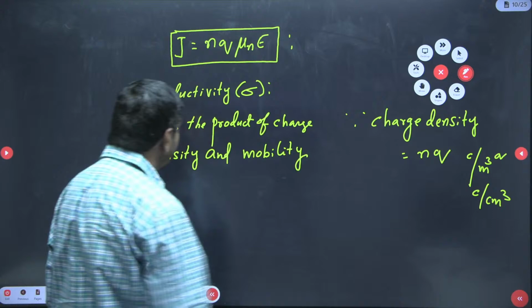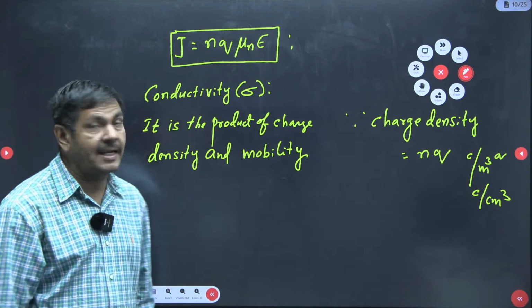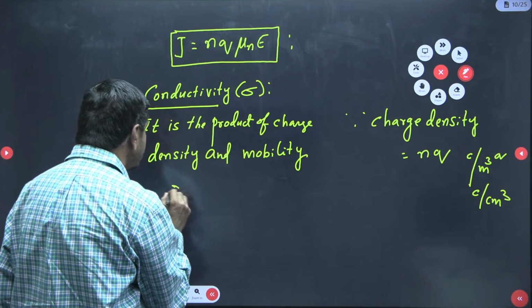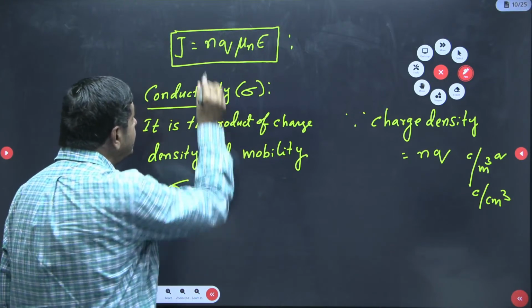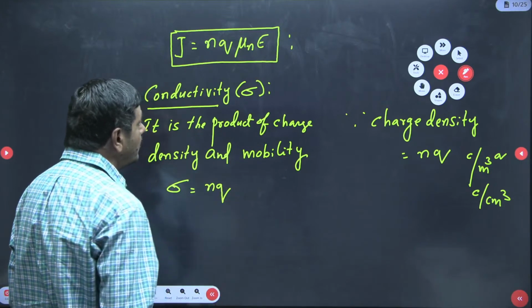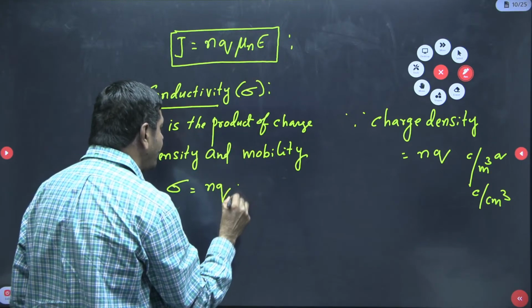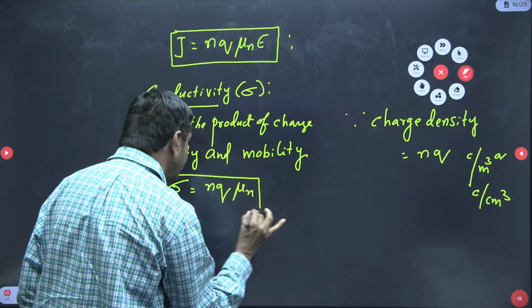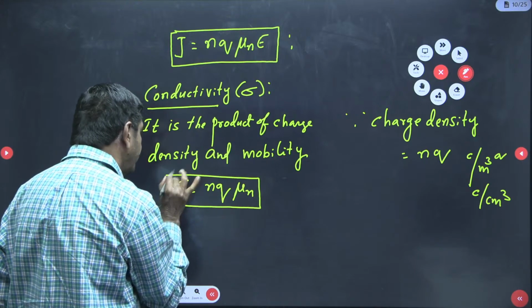The product of these two is said to be conductivity. How can we write the formula for this? Sigma equal to charge density, which means N into Q, into mobility, which means the mobility of electrons, mu N. Finally, this formula can be taken as conductivity.